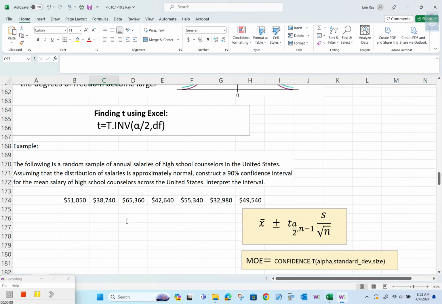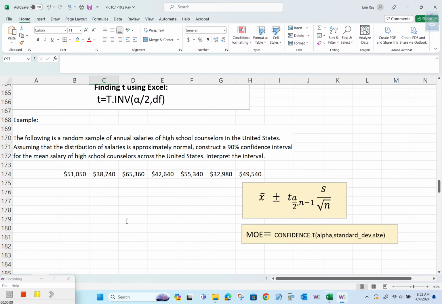So how a problem is going to look for something like this is when we list out our items, we won't have the population standard deviation given to us. So that's why we really have to be clear with our symbols and making sure we know whether this was a population parameter or a sample statistic. So this one, it says, the following is a random sample of annual salaries of high school counselors in the U.S., assuming that the distribution is approximately normal.